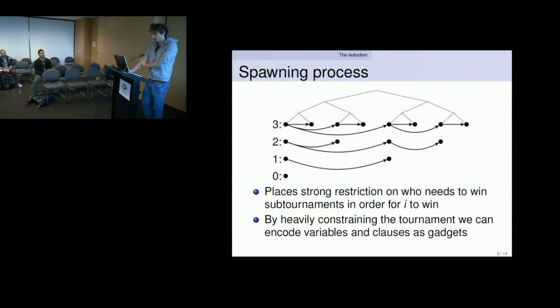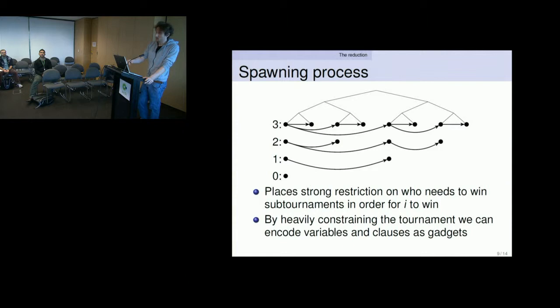So the high-level structure of the reduction uses something which we've called the spawning process. We basically generate the tournament graph between players which will be finalists in the balanced knockout tournament using this spawning process. The way to read this diagram is that, unless specified otherwise by an edge, a player to the right always beats a player to the left.